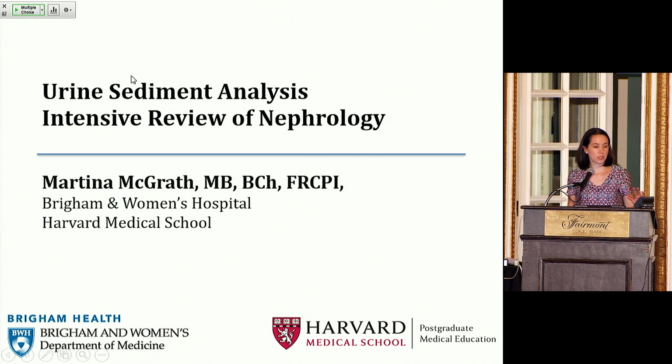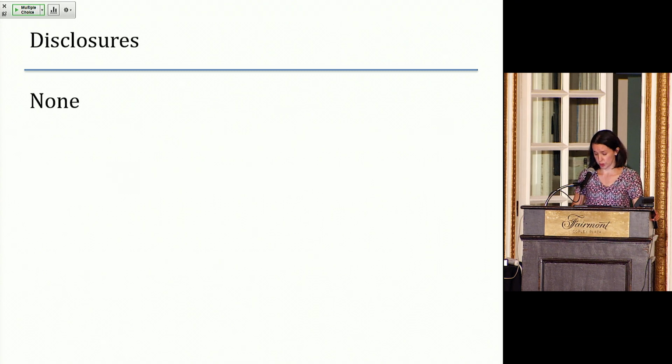So over the next little while, we're going to run through all the different aspects of the urine sediment analysis. Some of my talk will follow on very nicely from some of the material that Dr. Renke covered, particularly towards the end of his talk, and we can expand on some of that information in a little bit more detail. I have no disclosures.